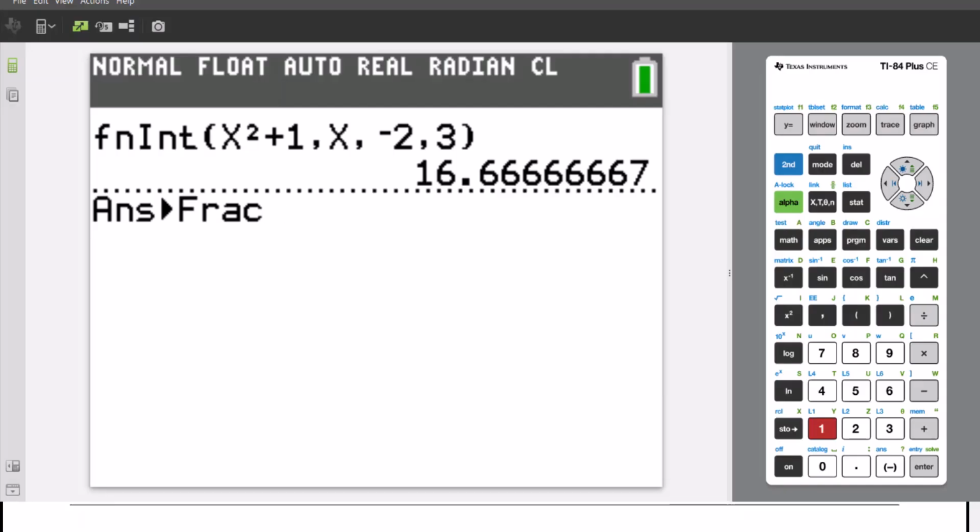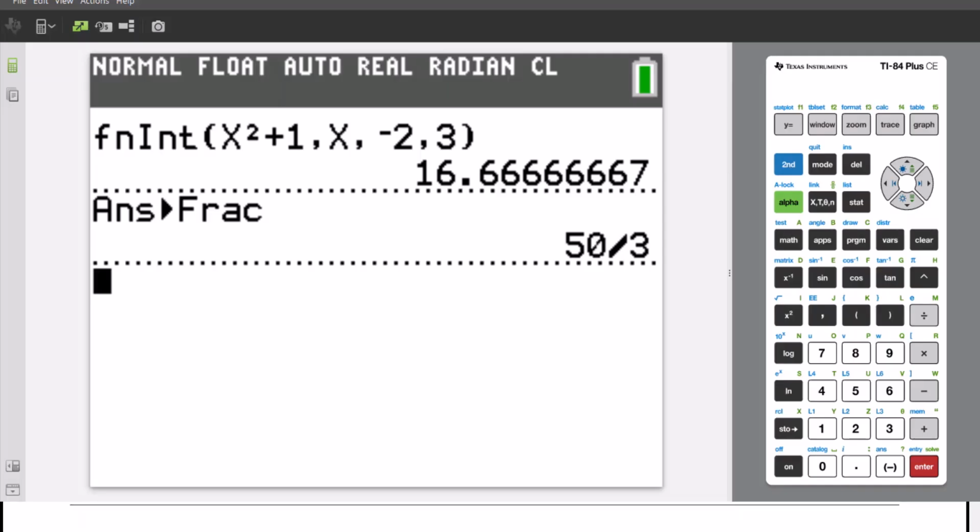If your answer had a square root or something like that in it, or ln or e, it may not be able to convert it into a fraction. But in this case, it is able to do it. And that's because the answer we got, we already know it's a fraction. It's 50 over 3. So the calculator can convert it because the answer is, in theory, a fraction. So this is one option.